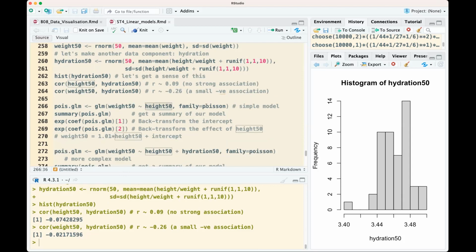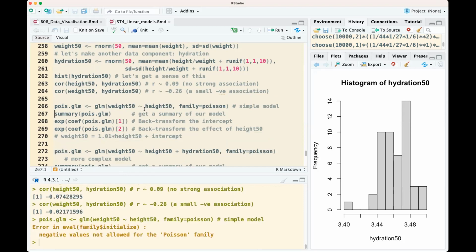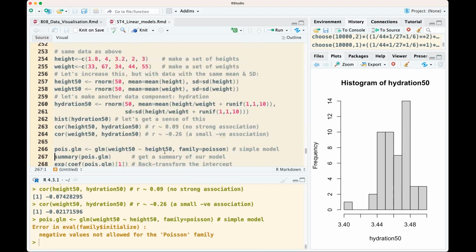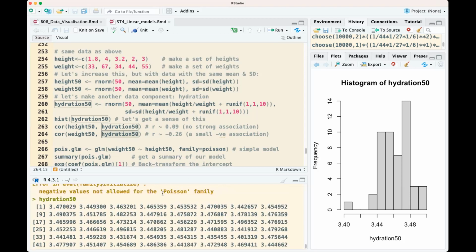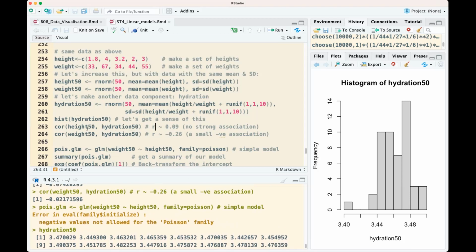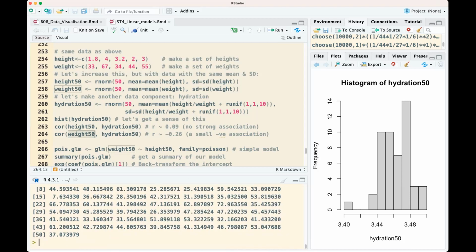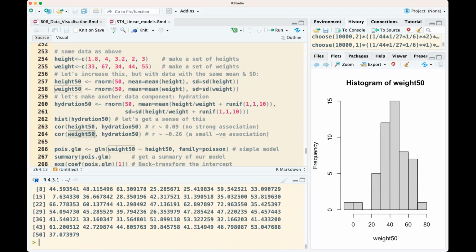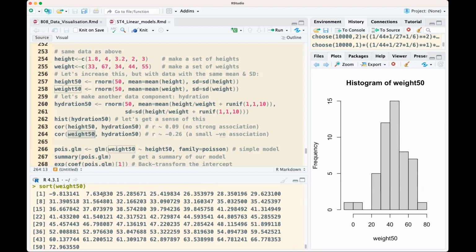So this is a very simple model, and what we can do then is use this summary function. Oh, we have negative values. Okay. So what we can do here, this is a good point. When we're dealing with negative values in Poisson distribution, that's not going to work. So we can see with hydration 50, that has no negative values that we can see. Whereas when we look through the histograms, weight 50, we have one negative value.